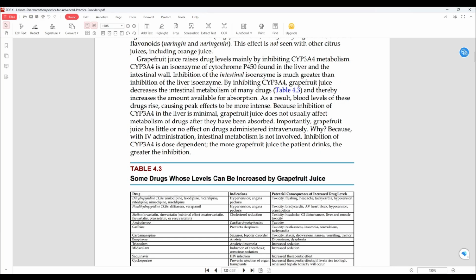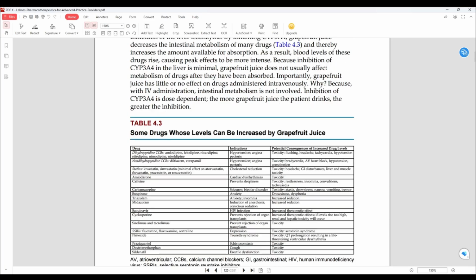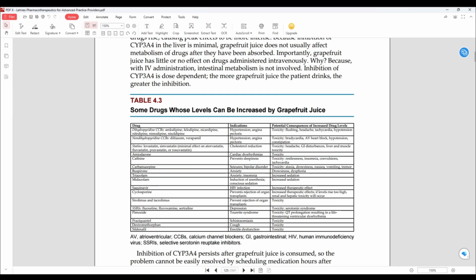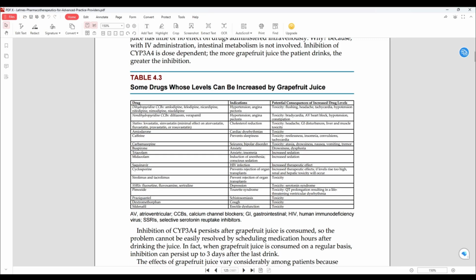The more grapefruit juice the patient drinks, the greater the inhibition. So here's a list of some of the drugs whose levels can be increased by grapefruit juice. A good spot to hit pause, just to give yourself an idea of which drugs could be included.